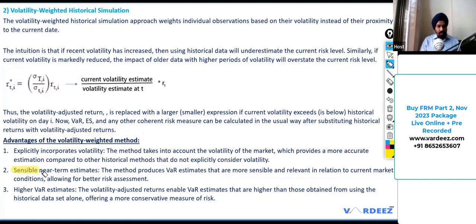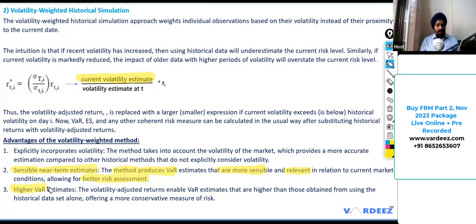It is sensible in the near term estimate. So it gives you a sensible estimate. This method produces VARs that are more sensible and relevant in the current volatility scenarios. Okay, so that's a better risk assessment that we can use.